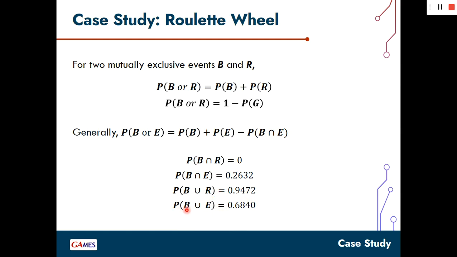So the probability of B, that is the probability that the event is black or the event is even, is actually less, in this case, compared to the probability that the event is black or the event is red. That is the probability that you have an outcome that is black, an outcome in the black pocket.